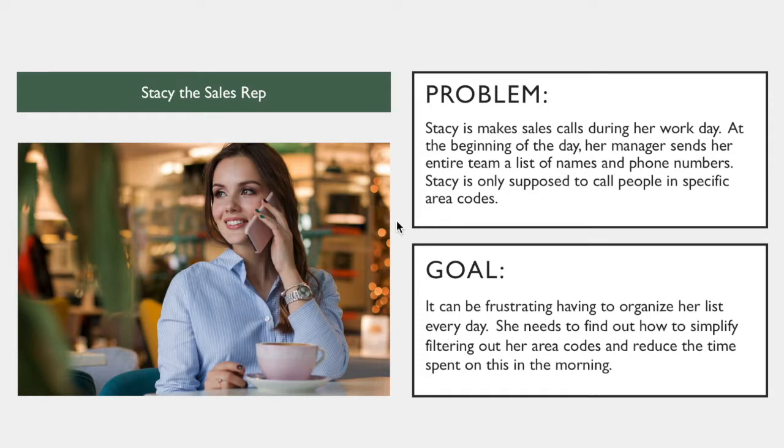Stacy's time is more than cut in half now, filtering out her area codes. Now she doesn't just have to search for everything that starts with 20, call on those, then search for everything that starts with 70. She can just filter everything in one quick swoop and just start working on her phone calls for the day. That's got to be much better.